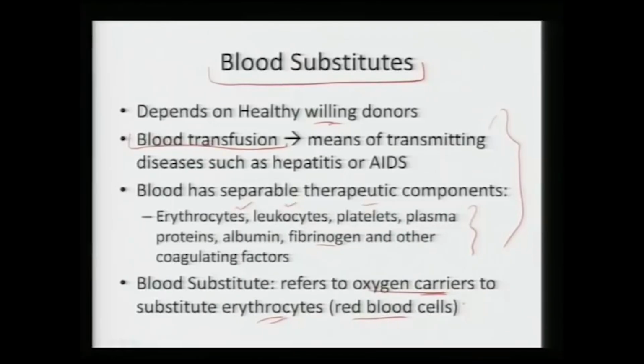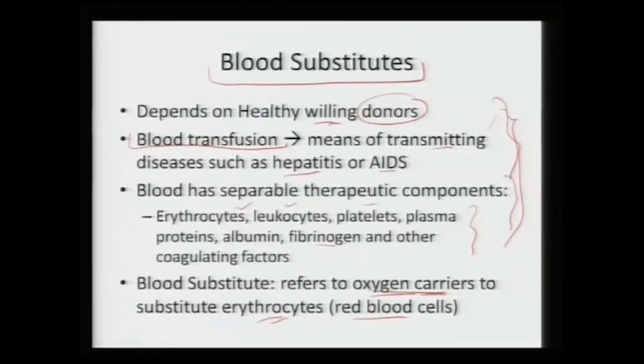So the blood substitute refers to some oxygen carriers which can contain the oxygen and then substitute red blood cells. Blood transfusion has to depend on a willing, healthy donor, and it can create certain problems. It can transmit diseases such as hepatitis or AIDS.